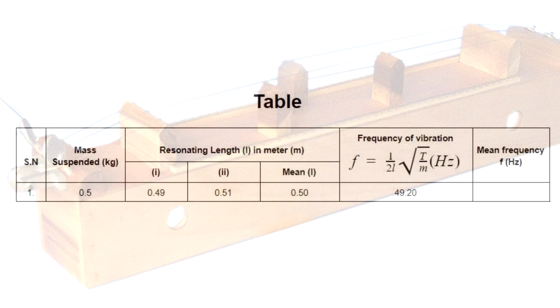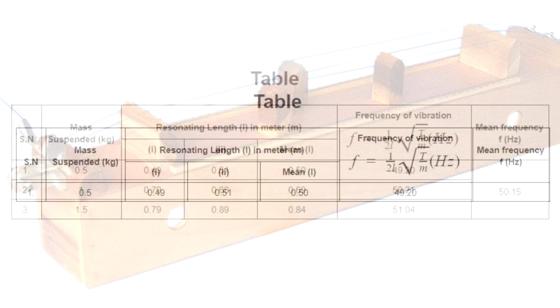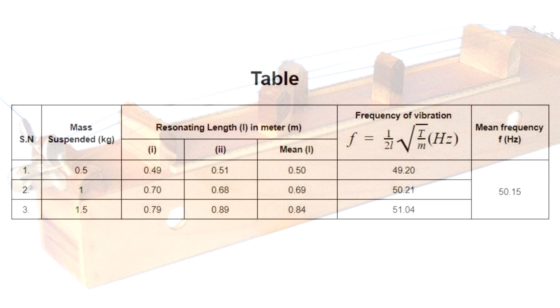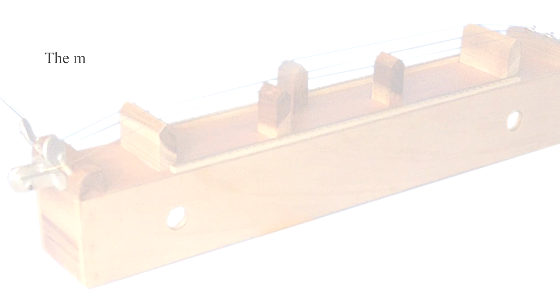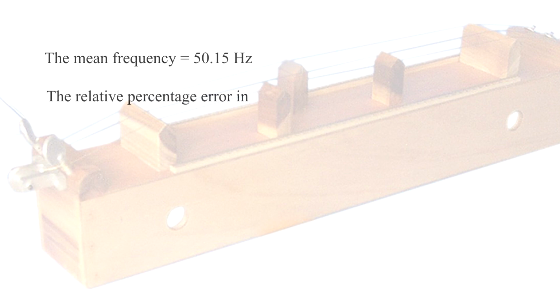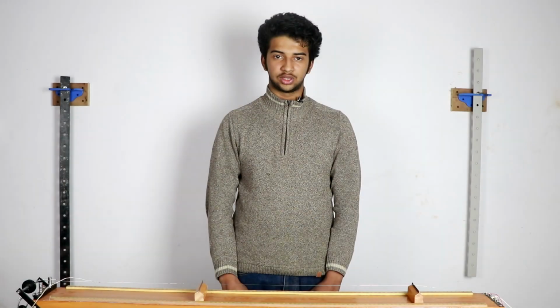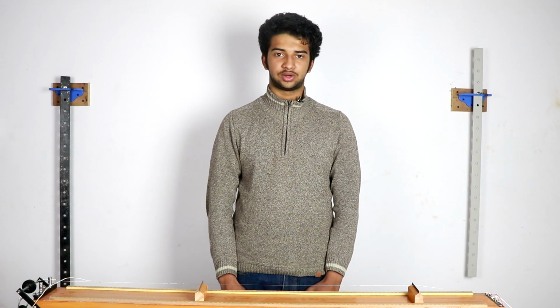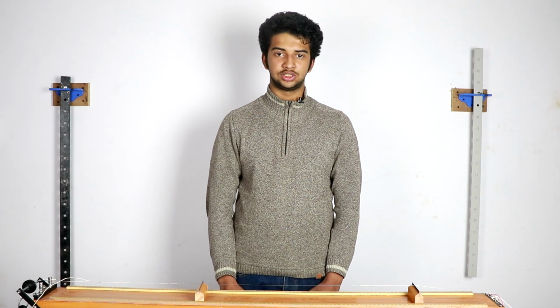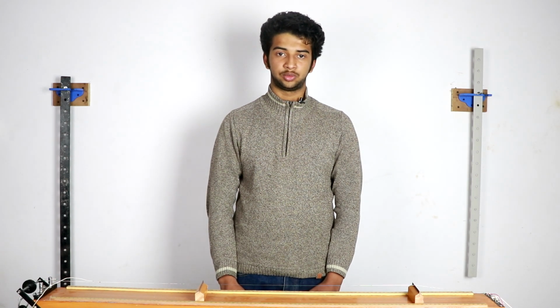Repeating the procedure with different weights, we got these values. So, the mean frequency was found to be 50.15 Hz. The relative percentage error is calculated by this formula, and here the relative percentage error is 0.3%. In this way, the frequency of AC mains was found to be 50.15 Hz with a relative error of 0.3%.